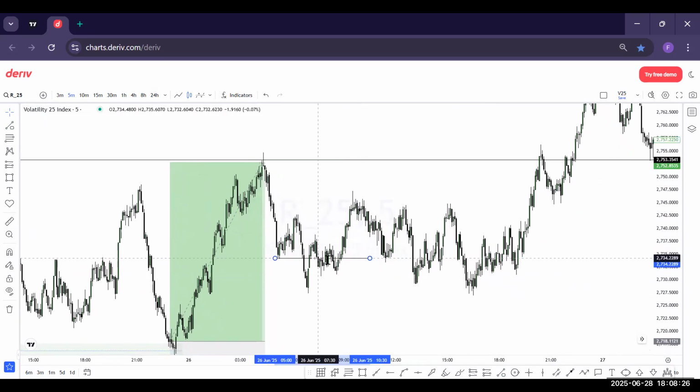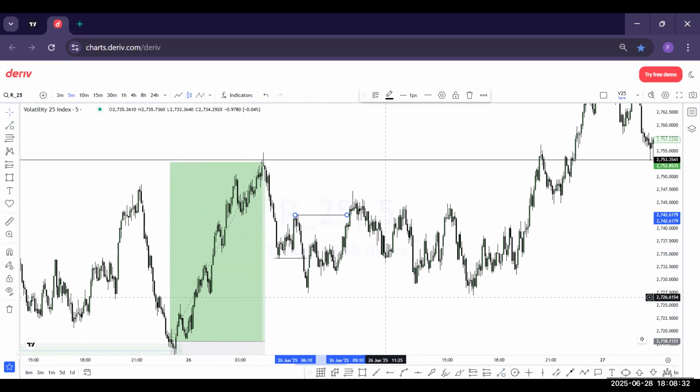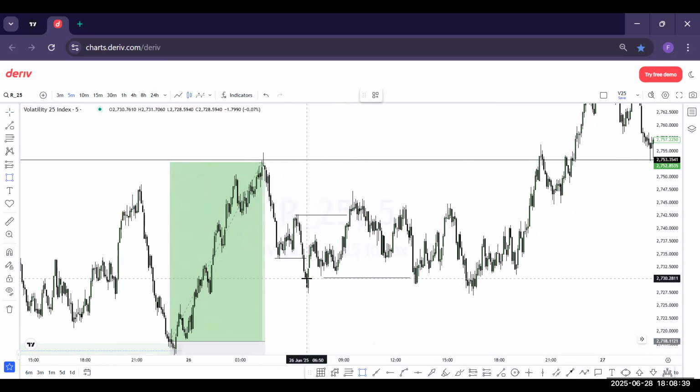I don't love taking this type of sweep that is too far. But it's still a liquidity sweep. We have a break. This is another type 2 inducement.